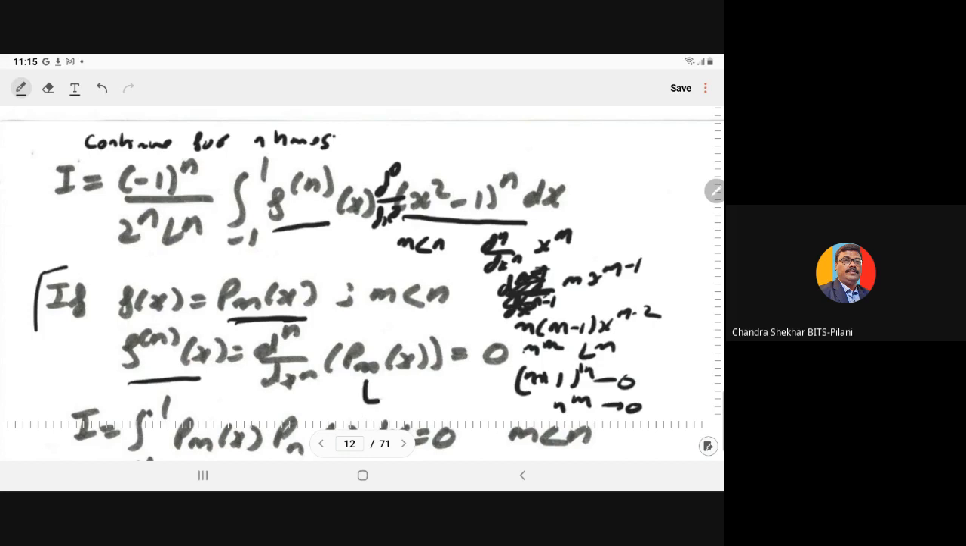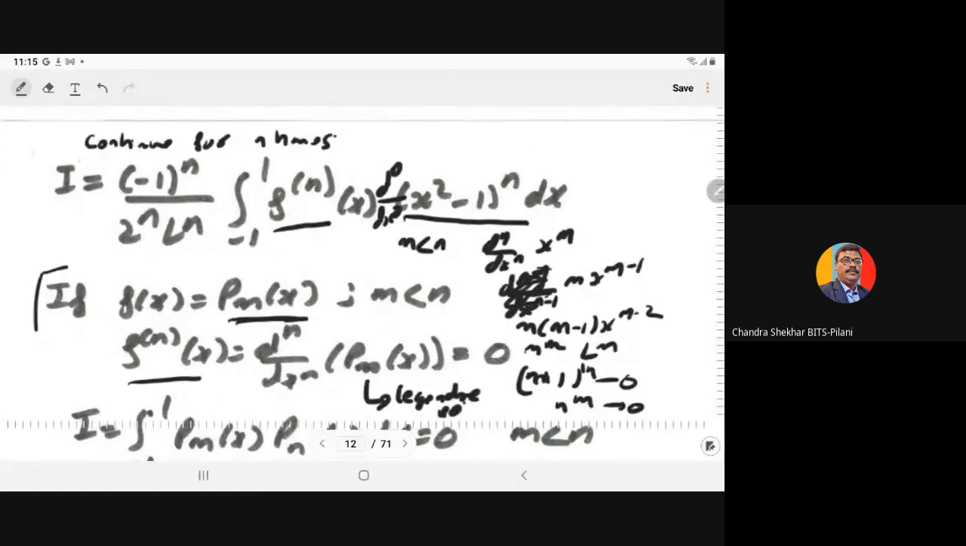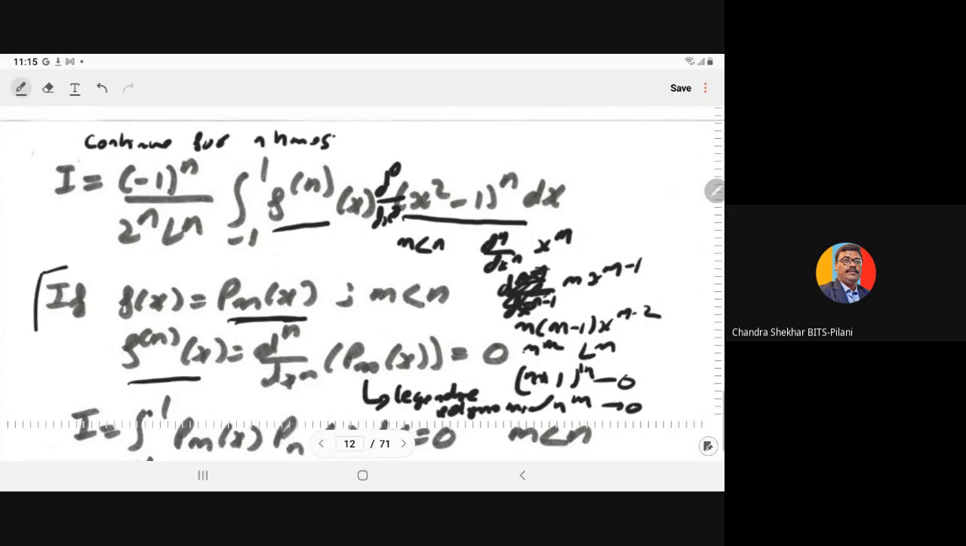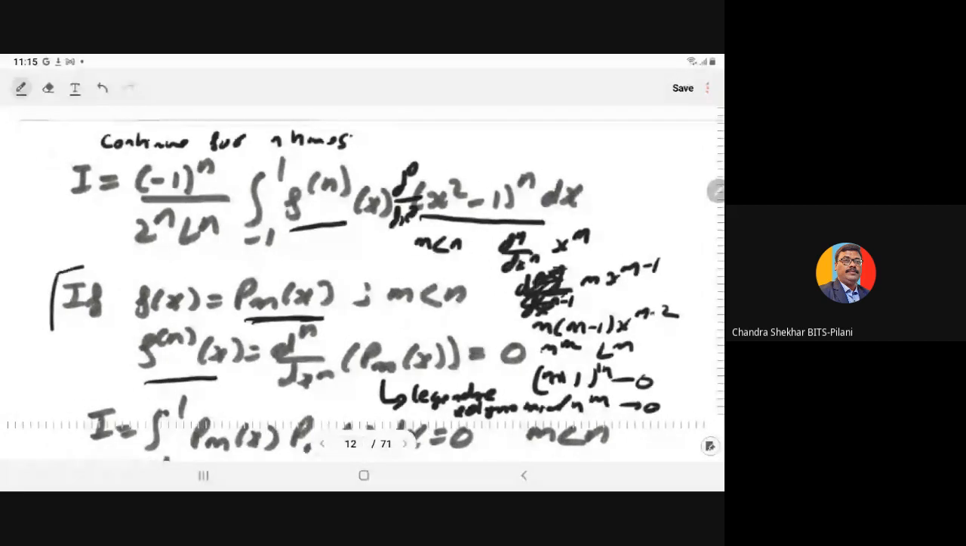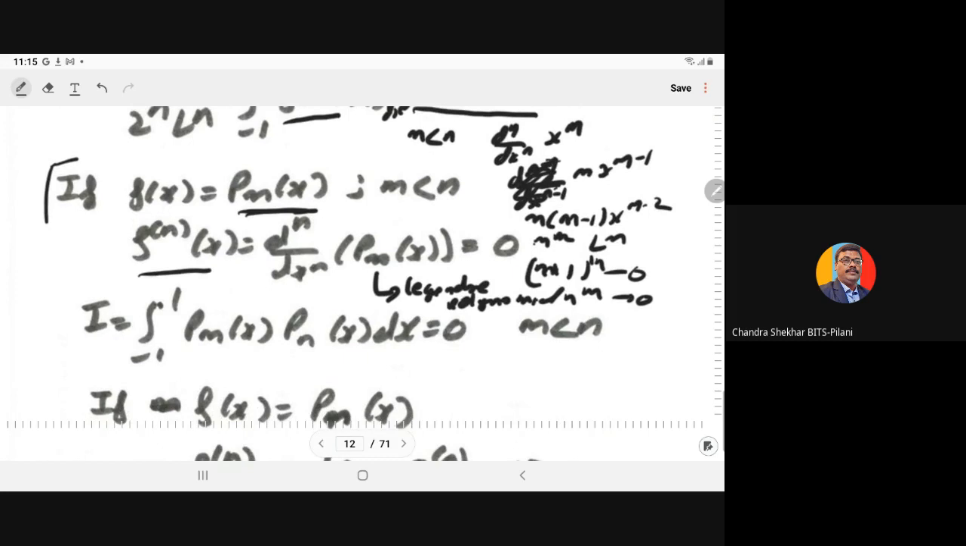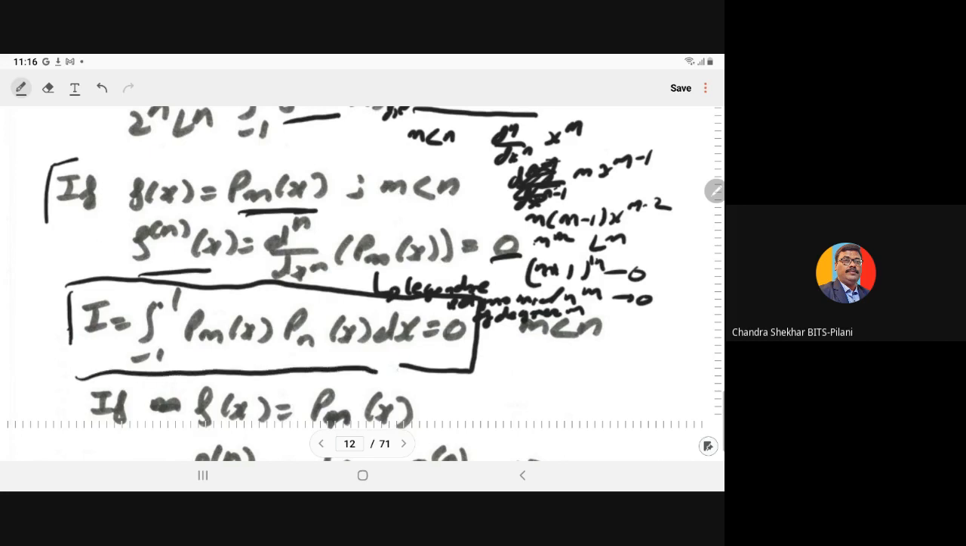Pm x is a Legendre polynomial of degree m. So its result will be 0. In that case, the integral will vanish. The integral will be 0 when m is not equal to n. When m is not equal to n, then the integral is equal to 0. That is the first orthogonality.